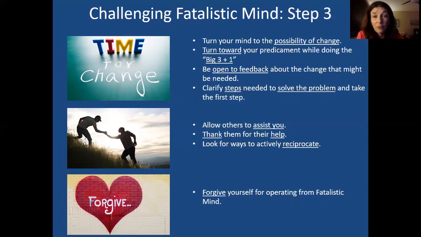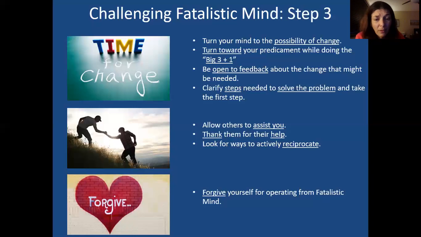And along the way, you don't have to do this alone. Collaborate with the person that might be involved with this situation too. Allow others to help you if that's possible. And if they help you, just graciously thank them for their help. It's not like you have to be stubborn about it, saying, no, I'm just going to do it all myself. We can let other people in, let them help you. And look for ways to reciprocate. So you don't have to feel like, oh geez, now I owe this person something. Next time something comes around, you could help them.